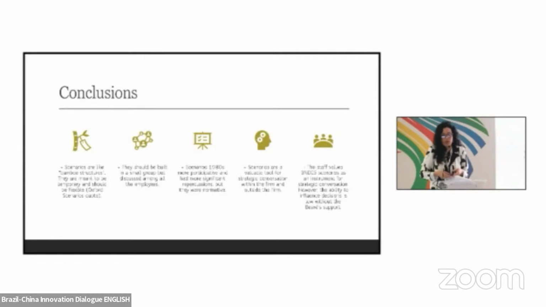First, the scenarios are like bamboo structures. They're done to be temporary, and they have to be reconsidered. They have to be flexible. And this is a common learning in scenarios.